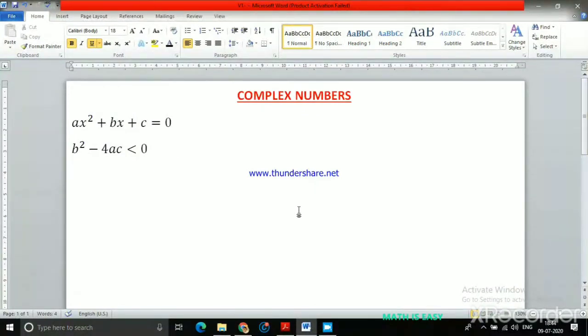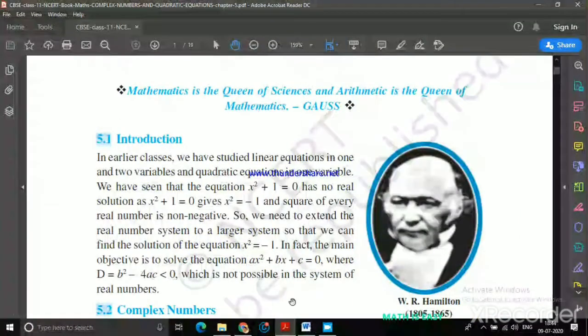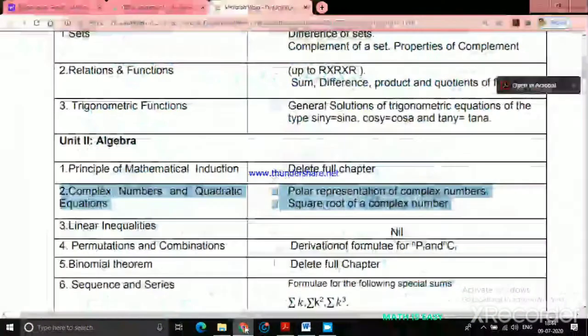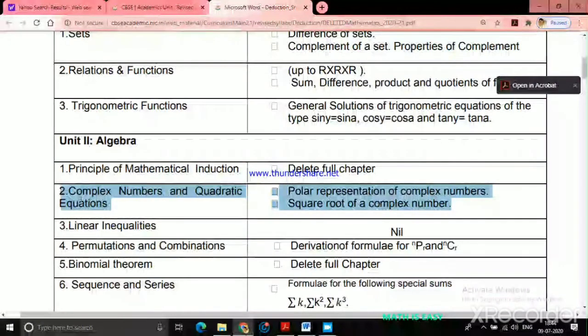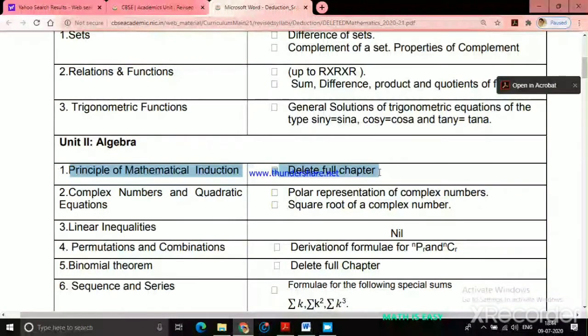So now we are going to start the new chapter, which is complex numbers. Before this chapter in the textbook you have mathematical induction, but the syllabus is removed from the portion. Principles of mathematical induction, delete full chapter. This chapter is deleted by CBSE due to corona issues. Maybe if time is left at the end of the year we will discuss this chapter.